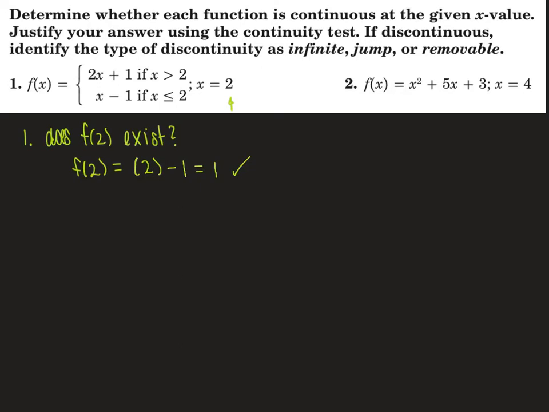Now let's talk about our second criteria. Does the limit exist? So does the limit as x approaches 2 of f of x exist? The way that we do that, we're going to find the limit approaching from the left, find the limit approaching from the right, and then see if those equal each other. If they do, then our limit exists.